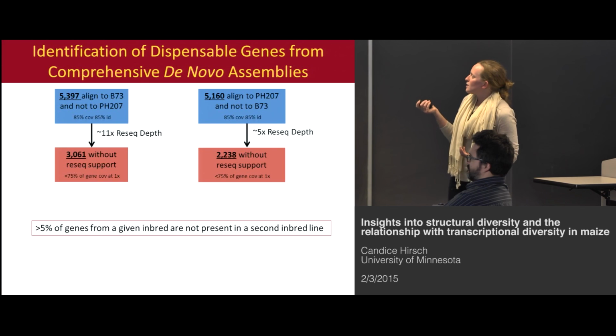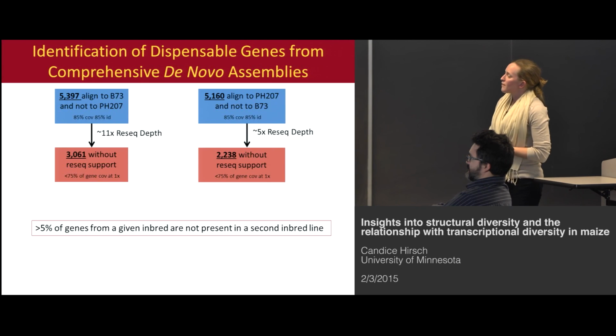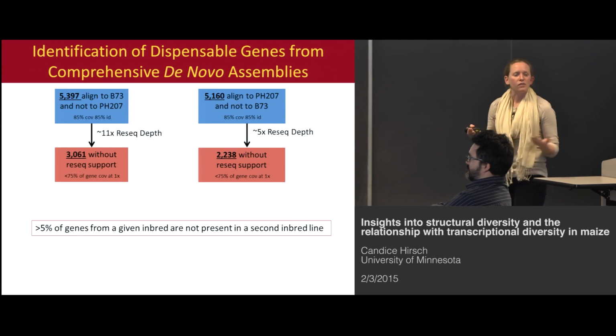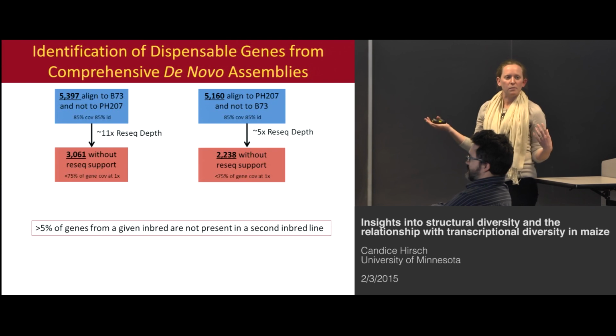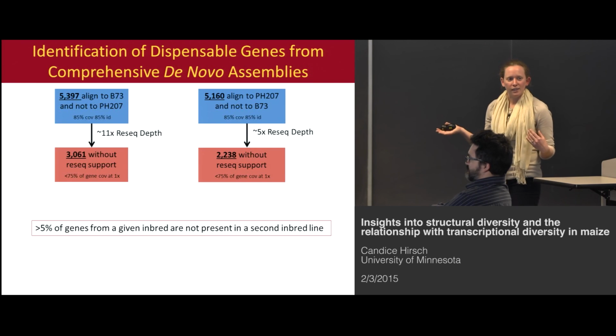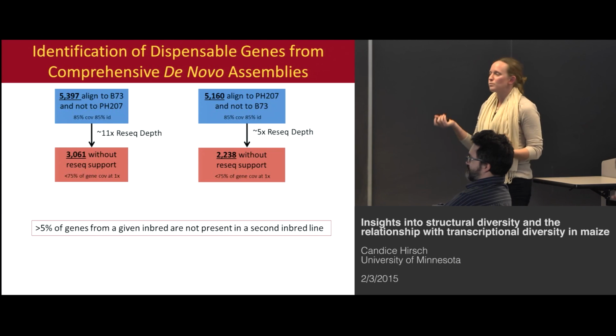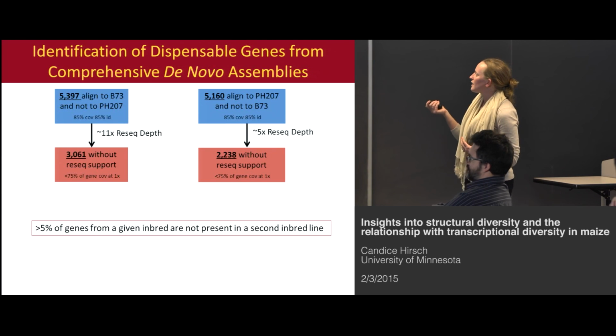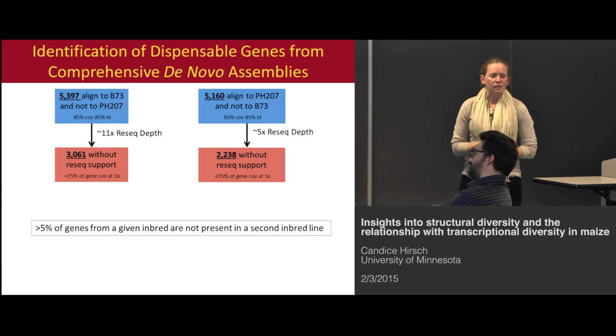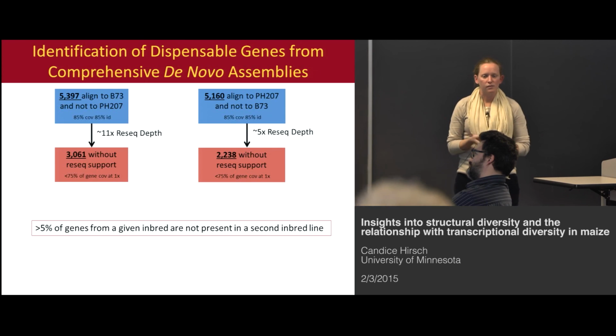So the number shrinks, but based on this, about 5% of the genes from any given inbred line would not be present in another inbred line. So it's still a pretty large number of genes that are showing true presence-absence variation, in the sense that at least 75% of their gene is not present. Okay?